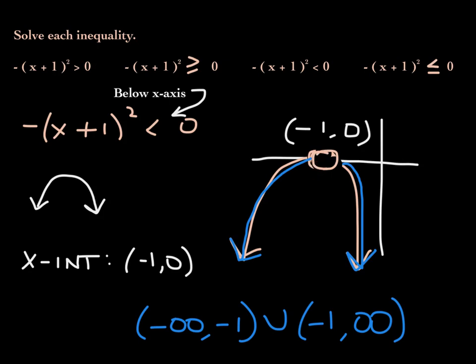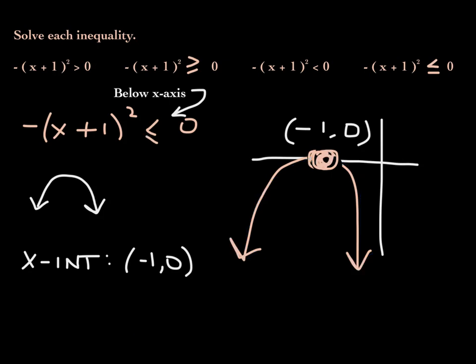Now, last one. Less than or equal to 0. Everything is exactly the same as what we just finished saying, except now we can actually include this point. Wait a minute. If you include this point, that means you're including every point that's on this parabolic curve. Well, this curve goes infinitely to the left and infinitely to the right, correct? So then if you are now less than or equal to 0, then your answer should be all real numbers.